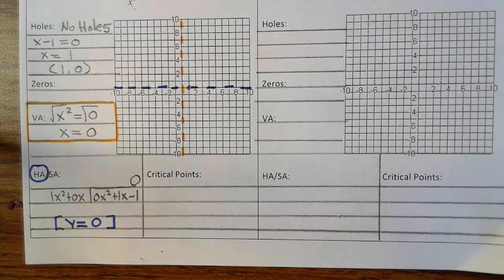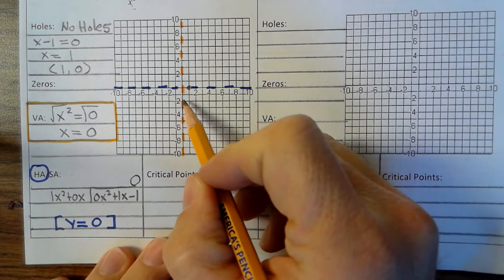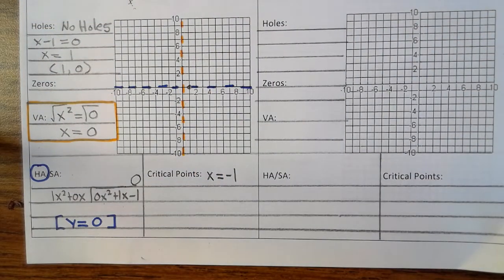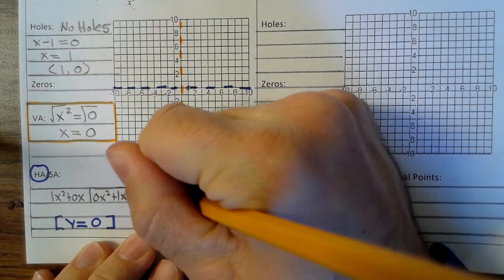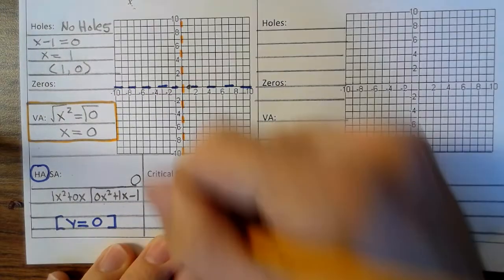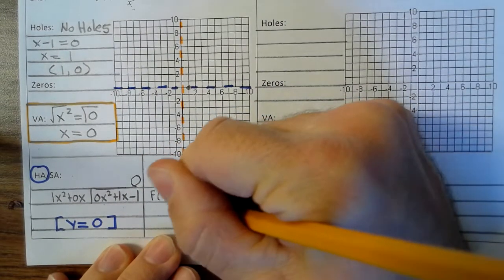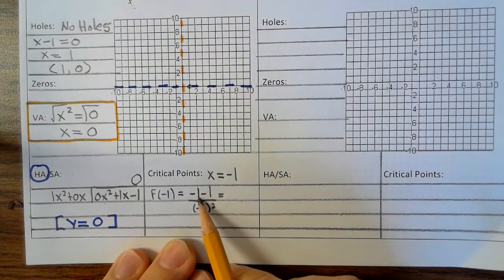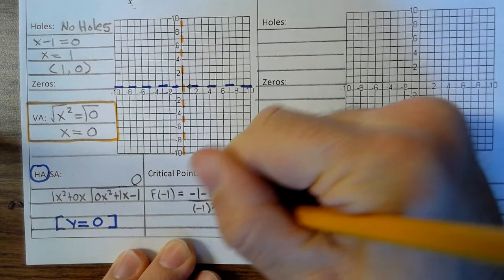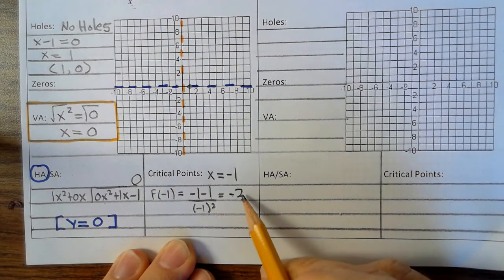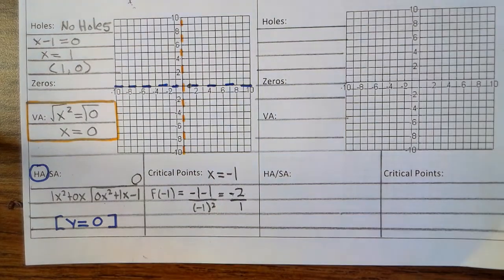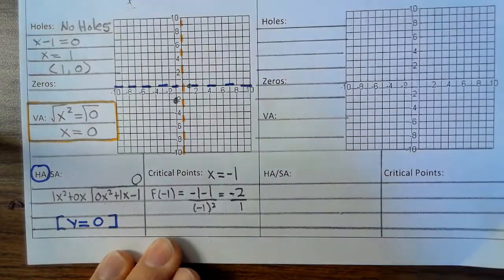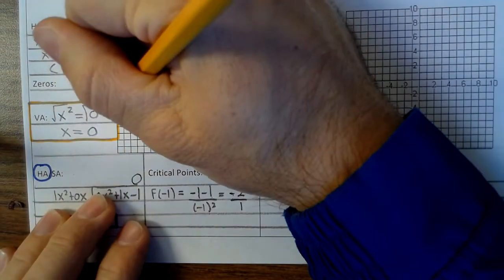All right. So for our critical points, we need a point to the left of the vertical asymptote. So let's use x equals -1. So f of -1 equals -1 minus 1 divided by -1 squared. We can do this without a calculator: -1 minus 1 is -2, and -1 squared is +1, so that's just -2 divided by 1, which is just -2. Okay, so we have a point, -1, -2. That's critical because that tells us our curve is right here.